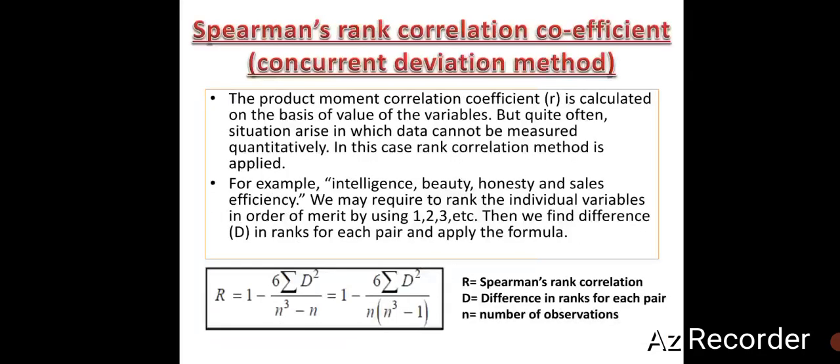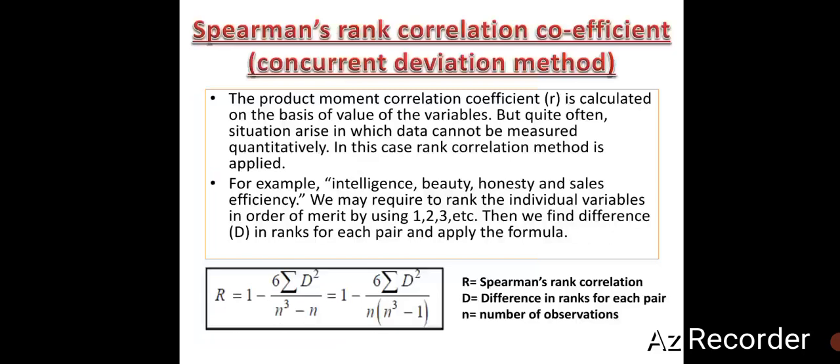Now we consider the Spearman's rank correlation coefficient. This method is used when we have to find out qualitative variables, when the variables are not quantitative. For example, if we consider intelligence, beauty, honesty, right? These are all variables which we consider qualitative, not quantitative. If we have quantitative variables, we will use Karl Pearson's method. If we have qualitative variables, we will use this Spearman's rank correlation coefficient method, right?